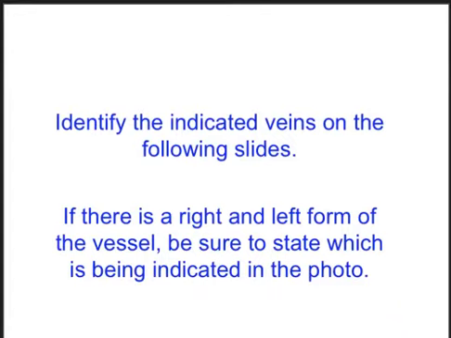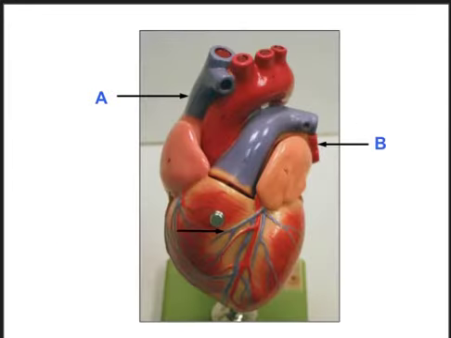We want to ID the following veins on each of the following slides. If there is a right and left form of the vessel, be sure to state which is being indicated in the photo. So remember that when you get ready for your practical, right and left are going to be important. Now, there's no need for a right or left if it's an unpaired vessel. So keep that in mind as well. Okay, A is pointing to the superior vena cava. B to the pulmonary veins. Remember that the pulmonary veins carry oxygenated blood and they carry it back to the heart into the left atrium.